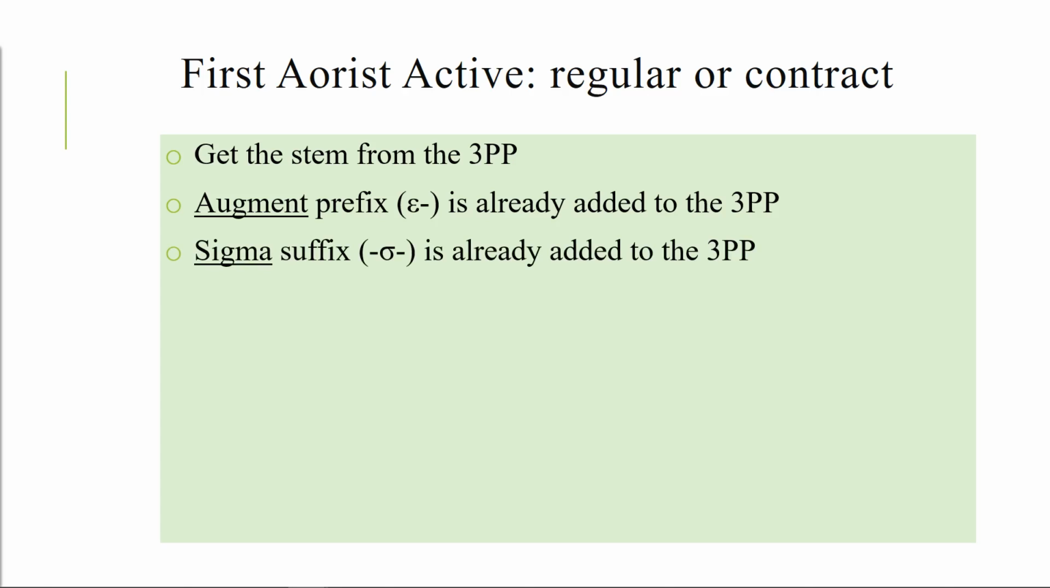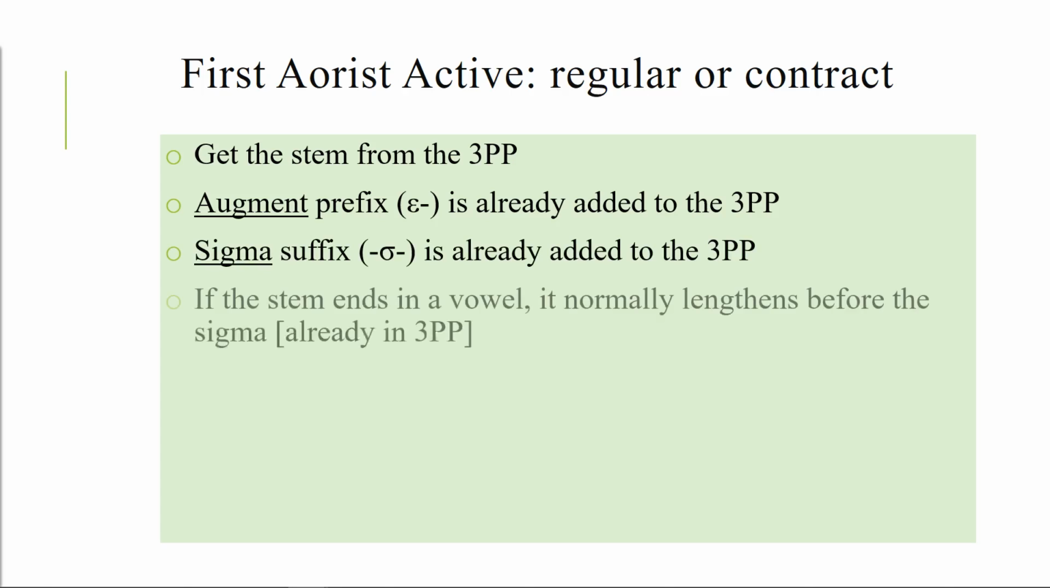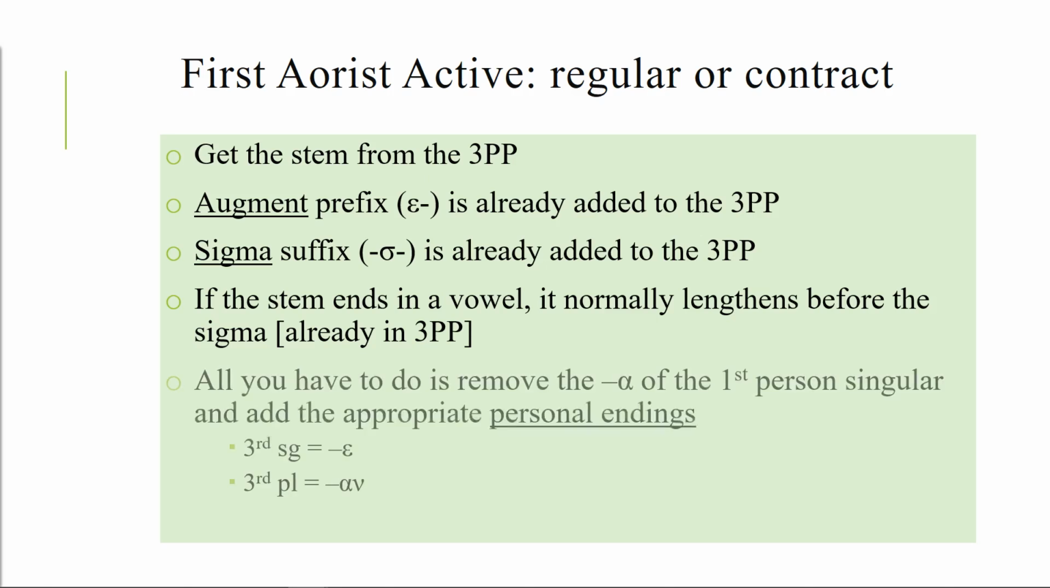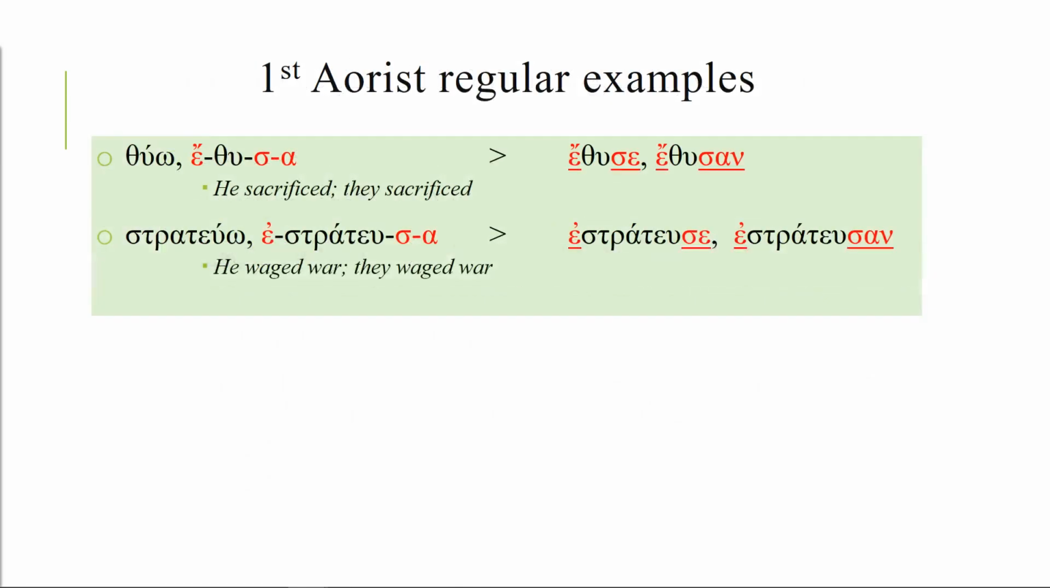If the stem ends in a vowel, it will often lengthen before the sigma, which is, again, already in the third principal part. So if you have the third principal part of a verb, all you've got to do is change the personal endings. And in this case, all you do is remove the alpha and you add epsilon and on. Okay?